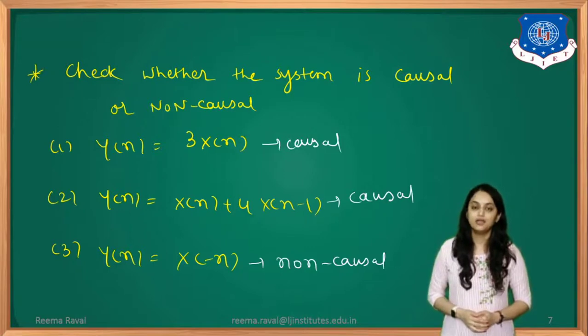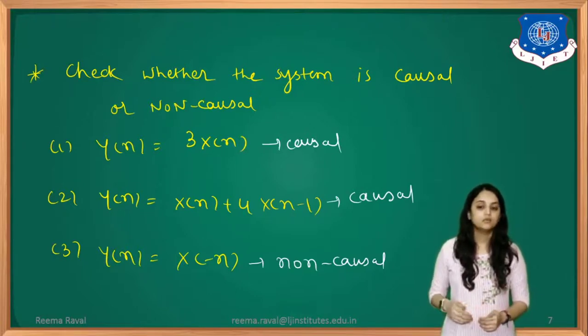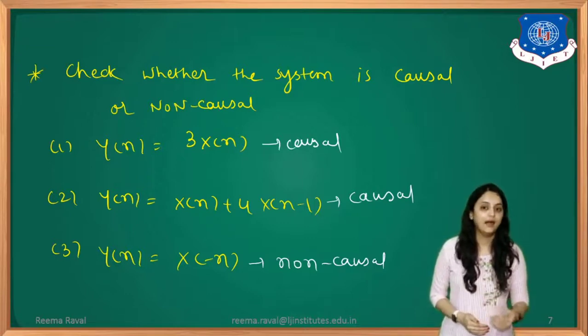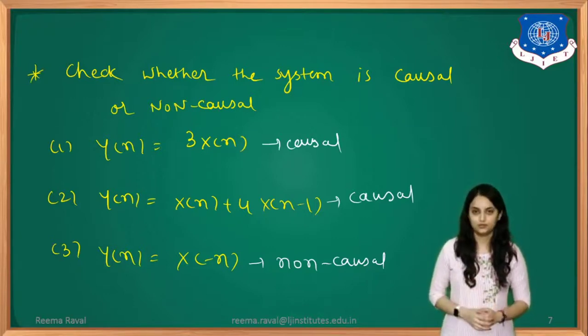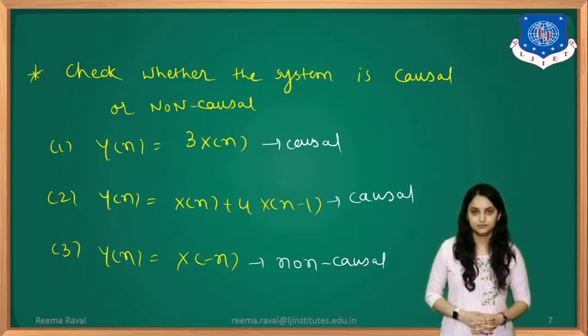And the last one is y of n equals x of minus n. Here, if we take n equals 4, it comes to x of minus 4, that means a past value. But if we take n equals minus 4, the system function will be x of plus 4, which indicates that it depends on future values. So the concept of causal is what? It should depend only on present or past values, not on future values. So here it depends on the future values of the input. That's why this becomes a non-causal system.